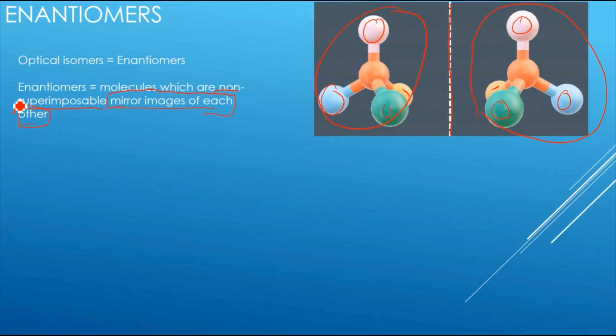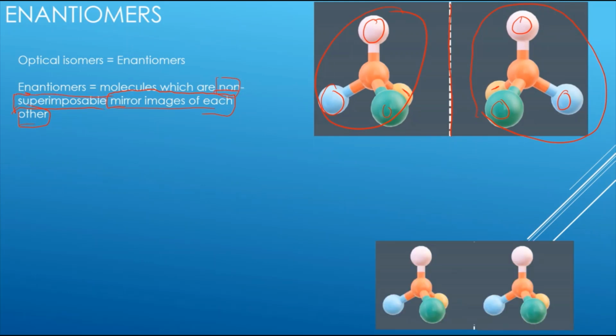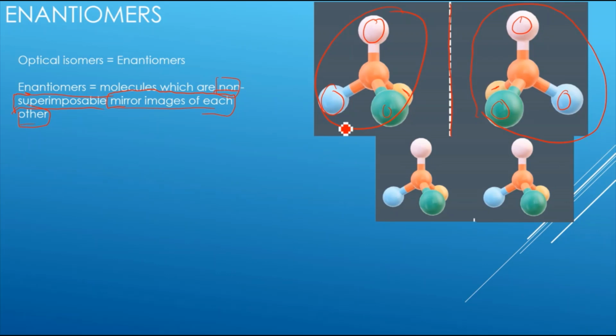Now, what is meant by non-superimposable? What this means is, for example, if I take this first molecule, can I get the first molecule to look exactly the same as the second molecule, or can I get the second molecule to look exactly the same as the first molecule?